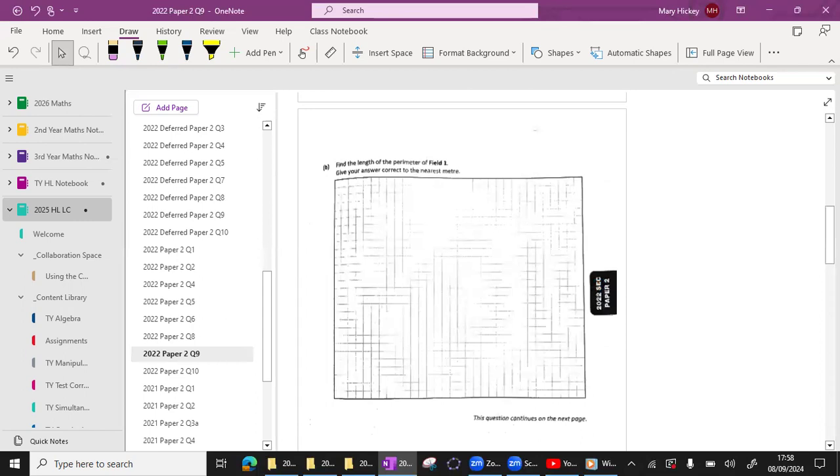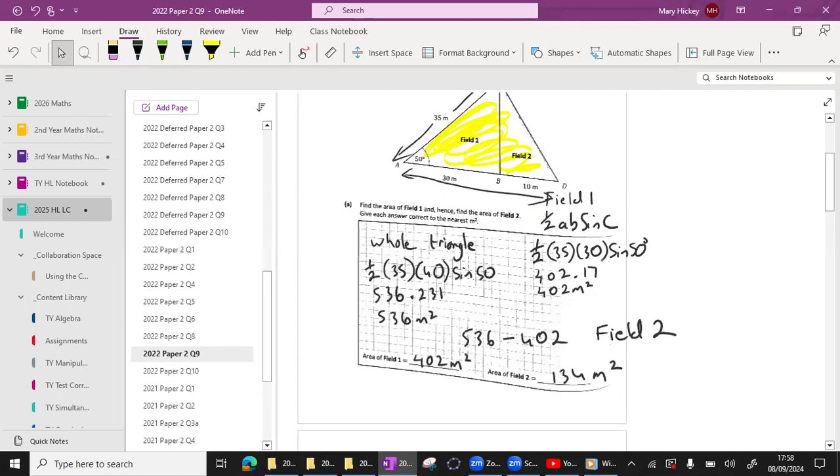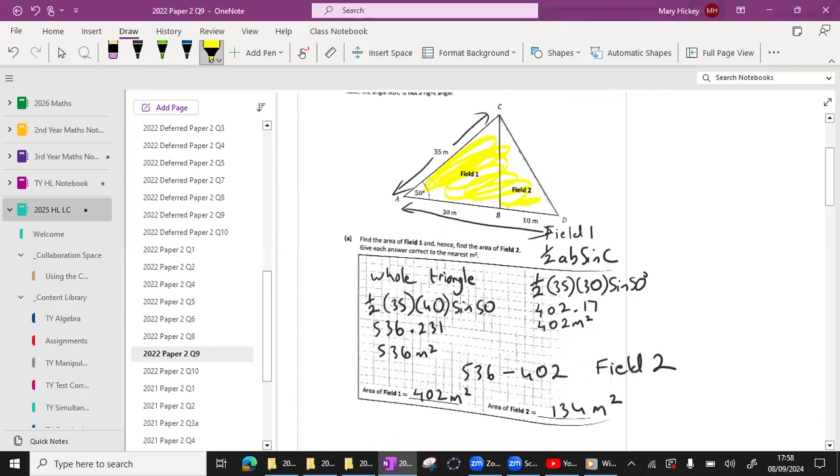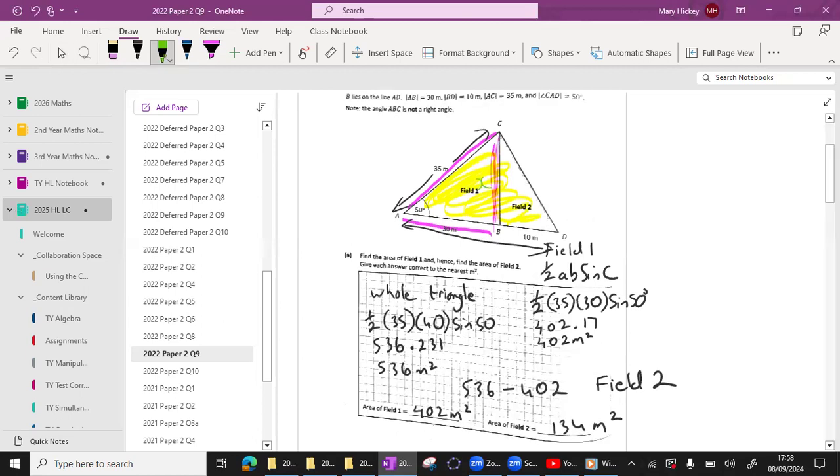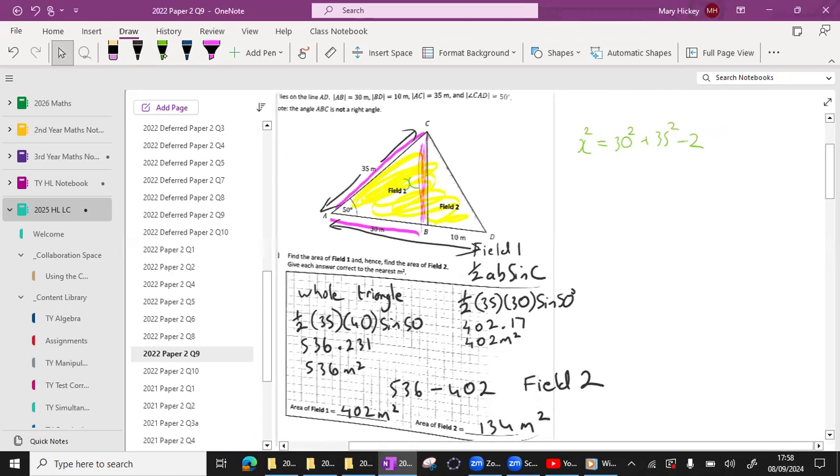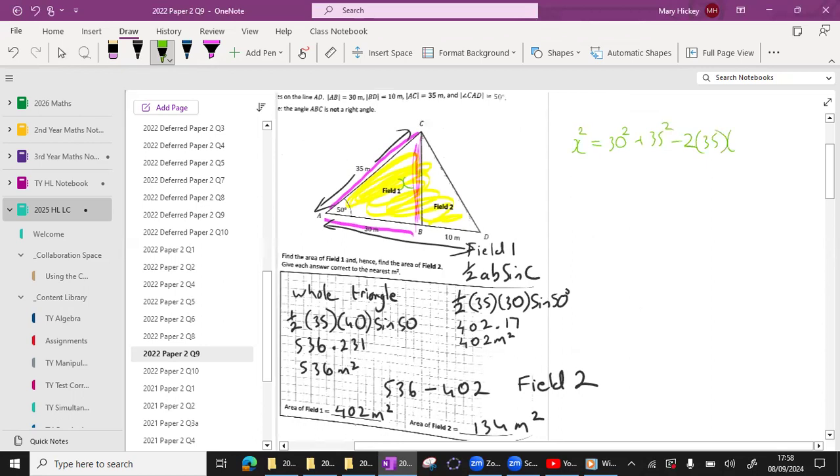Okay. It says find the length of the perimeter of field 1. Give your answer correct to the nearest meter. Now, the perimeter of field 1, well, that means we're looking for the 35 plus the 30 plus, now, I don't know the side BC, so I'm going to call that X. And what I'm thinking here is I would need to do my cosine rule to get X. So I'm going to start with the side that's missing. Going to let it equal to the other two sides, the 30 squared plus 35 squared minus twice the sides. So the sides are the 35 and 30. And then the cos of the angle opposite the missing side, which is 50.